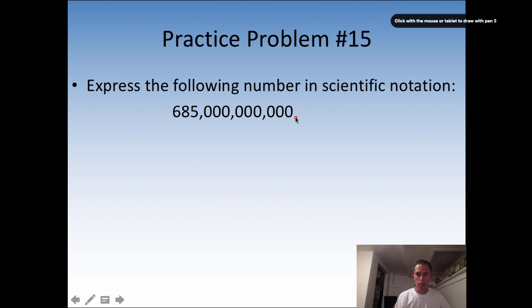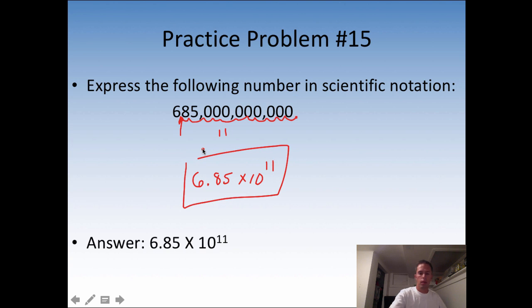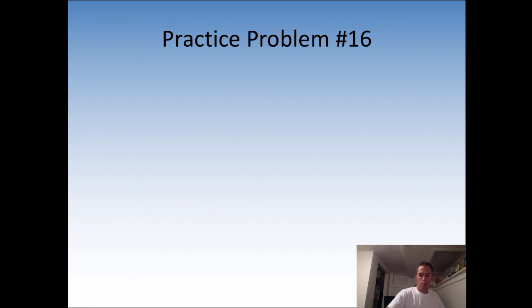Again, it has an understood decimal at the end of the number, right here. We want the decimal to go right, so there's one number to its left. So let's count how many times we need to bump it. 1, 2, 3, 4, 5, 6, 7, 8, 9, 10, 11 times. I'm going to make note of that. So our number in scientific notation will end up being 6.85 times 10 to the 11th power. Let's see if we got that right. And we did. Awesome.